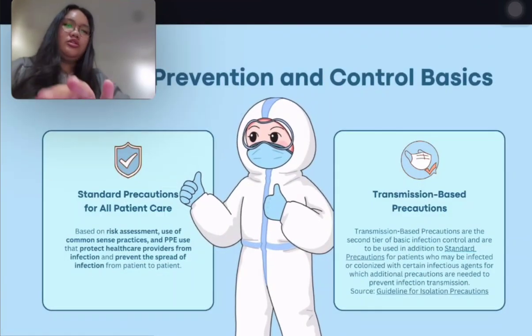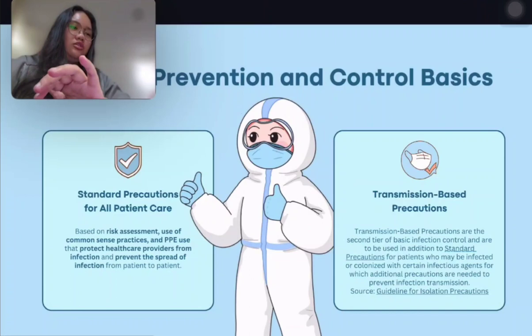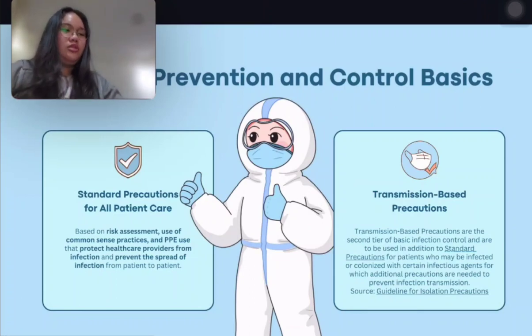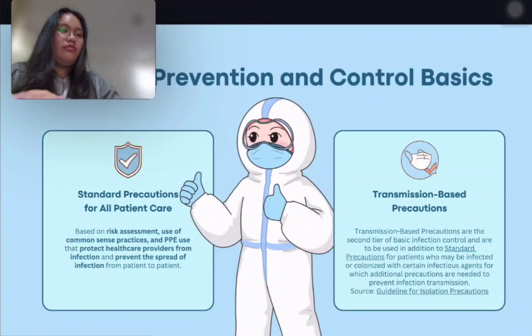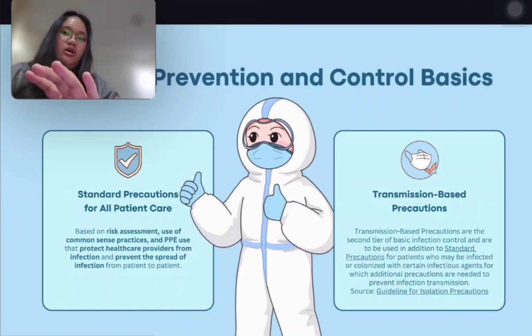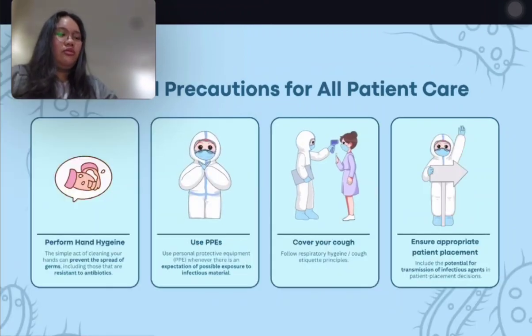So, what are some infection prevention and control basics? First is the standard precautions for all patient care. This is based on risk assessment, use of common sense, and PPE use. It protects healthcare providers from infection and prevents the spread of infection among patients or clients. First and foremost is performing hand hygiene. This prevents the spread of germs, including those that are resistant to antibiotics. Next is the use of PPEs whenever there is an expectation of possible exposure to infectious material.